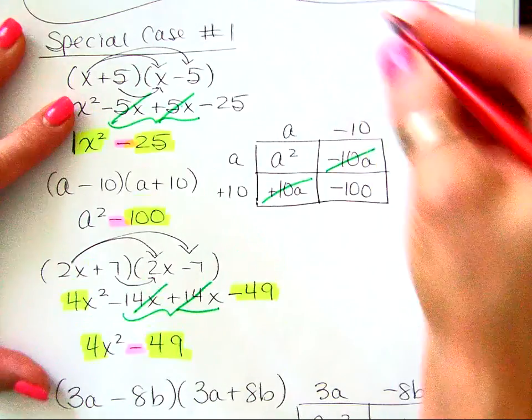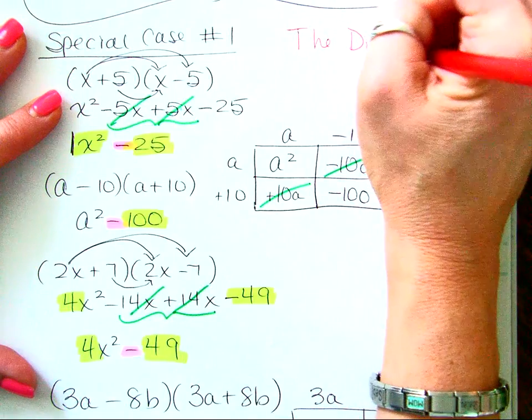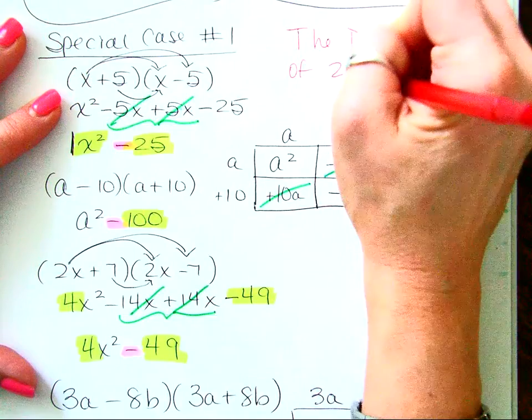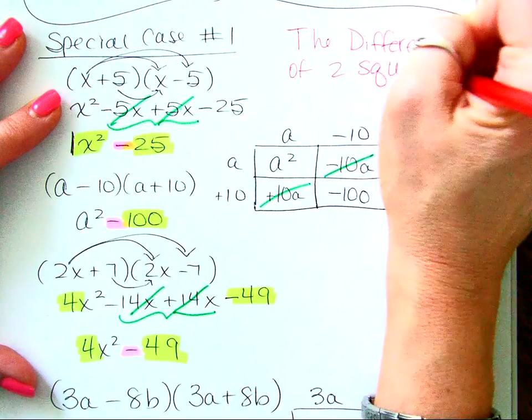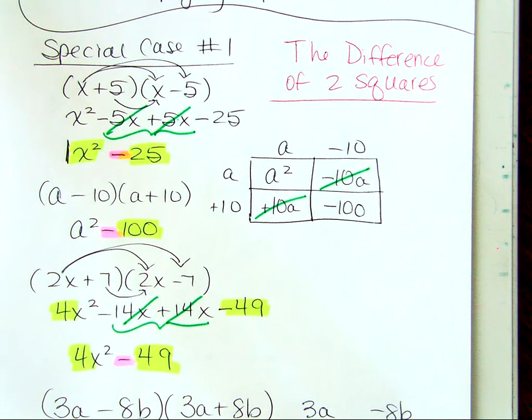Special case number 1 is called the difference of two squares. Difference of two squares. Think about what that means. The difference means minus, right? So it's the difference between the square of the first one and the square of the second one. But how can I use a shortcut here?